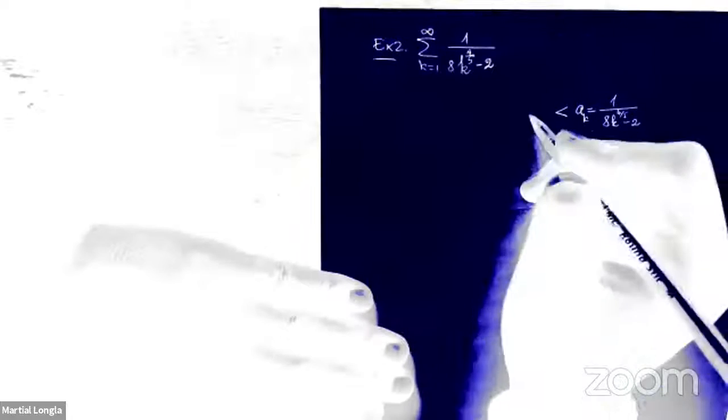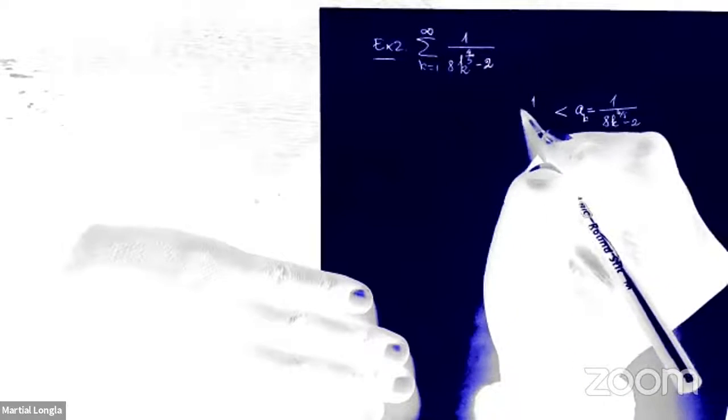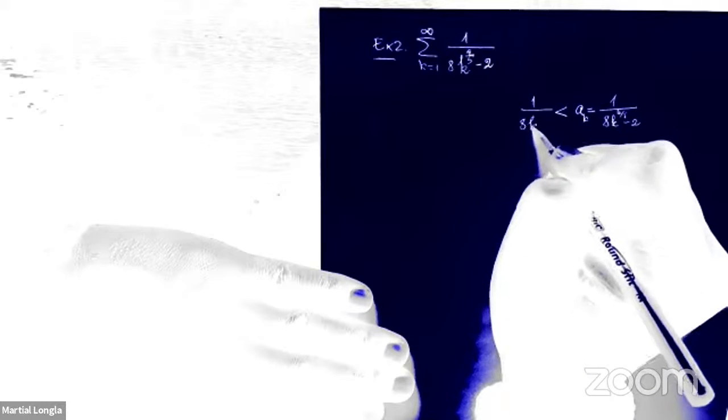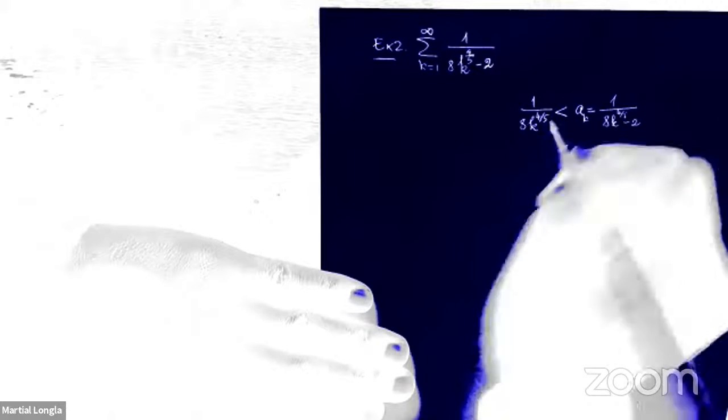Look at what we just did. Just go one step. 1 over 8k to the 4/5. That's the first step. So this thing is going to be less. 1 over 8k to the 4/5 is going to be less.